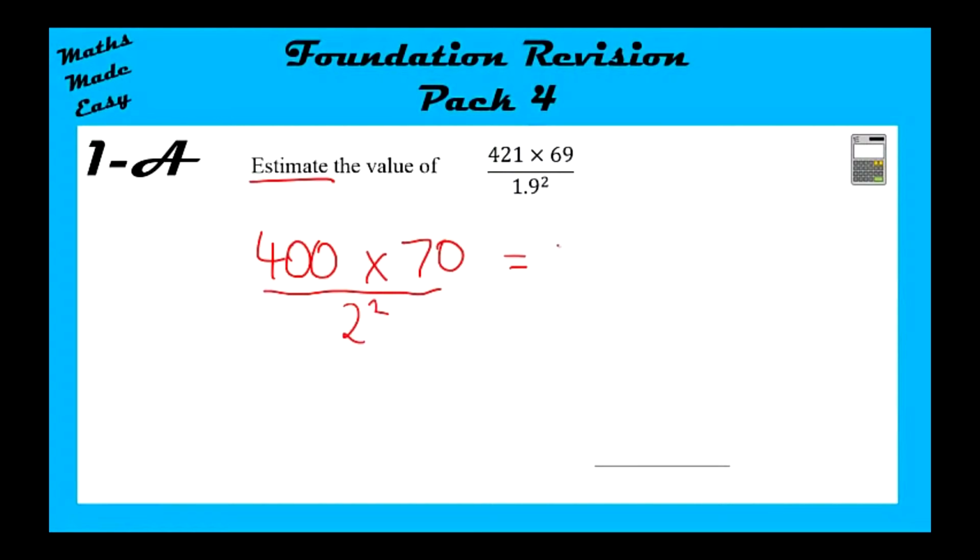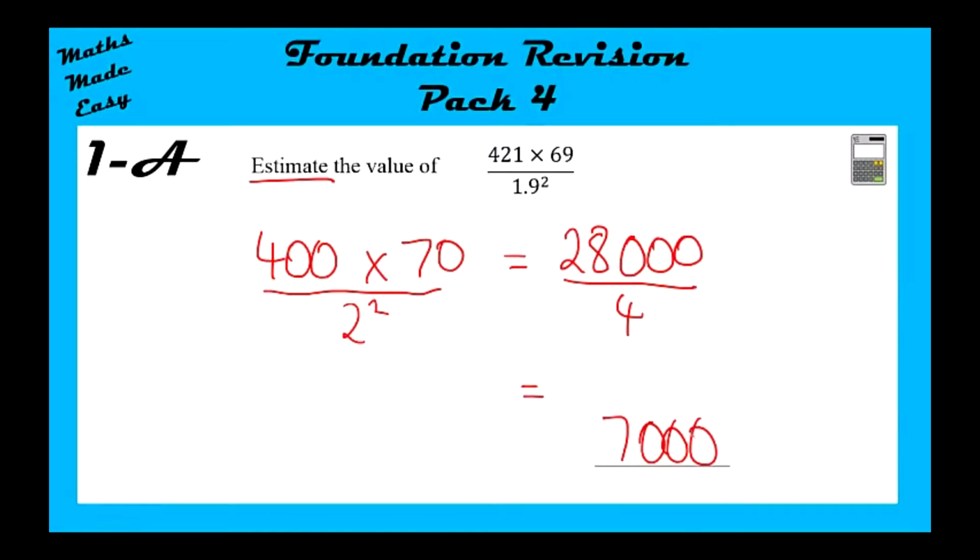So 400 times 70, well 7 times 4 is 28, and then we've got 3 zeros to put on there. And then on the bottom, 2 squared is 4, so we simply need to do 28,000 divided by 4. 28 divided by 4 is 7, and then those 3 zeros. So the estimation of this is 7,000.